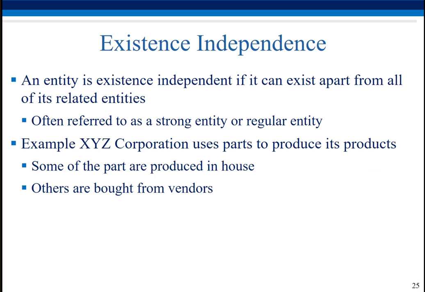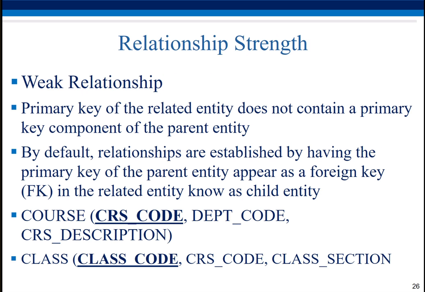Existence dependence is also where you have something like parts, such as screws, such as cords, that may be assembled, but it's not associated with an actual product yet. Again, some of the parts are produced in-house, others are bought from vendors. So that's one example. And now, relationship strength.